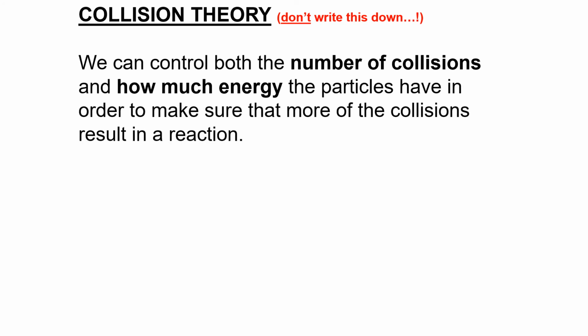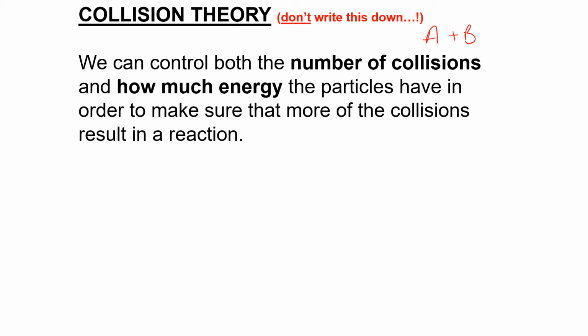We can control the number of the collisions and how much energy the particles have in order to make sure that more of the collisions result in a reaction. So if we've got our mixture of A and B, we can either change the conditions to make sure that the A and B collide more often, which means that we're more likely to get successful collisions, or we can give A and B more energy, which means that when they do collide, they're more likely to meet the activation energy.